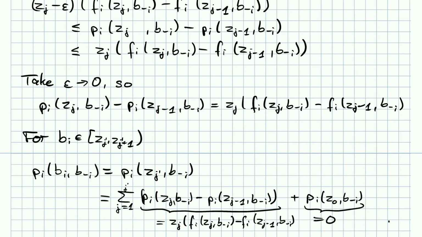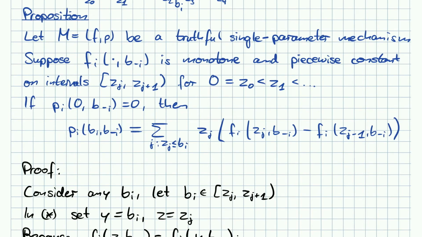And this proves exactly our proposition. So we've now shown this proposition. What does this proposition actually say? If we have a truthful mechanism and we already know that then this function f will be monotone, and then the payment rule will have to look like this.